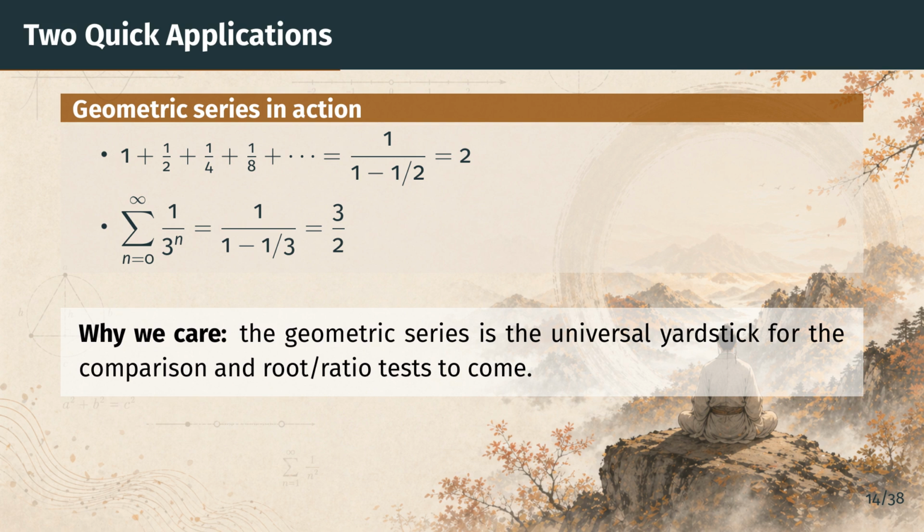Two quick numerical examples. With x equal to 1/2, the sum is 1 over 1 minus 1/2, which is 2. With x equal to 1/3, the sum is 1 over 1 minus 1/3, which is 3/2. Both fall out of the formula instantly. The geometric series will appear constantly throughout the rest of the chapter, especially when we prove the root test and the ratio test. Whenever we want to show a series converges fast, the standard move is to compare it term by term to a geometric series with ratio strictly less than 1.